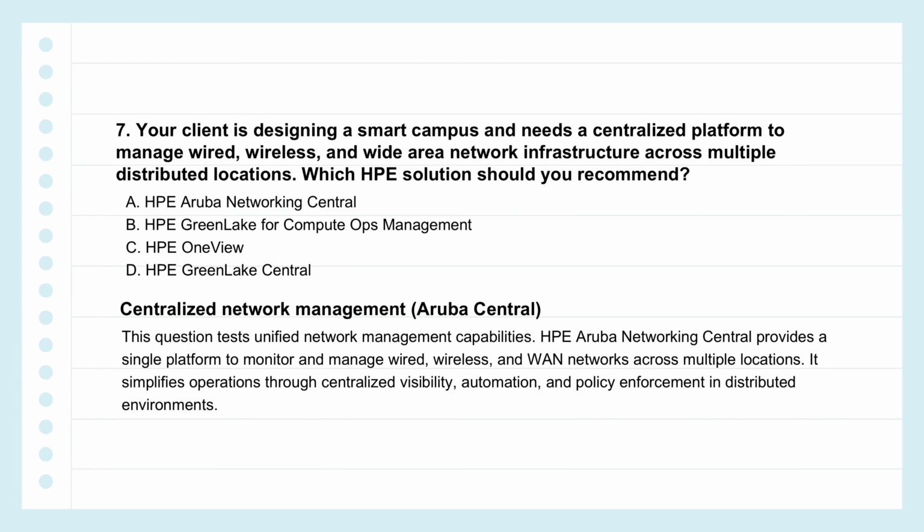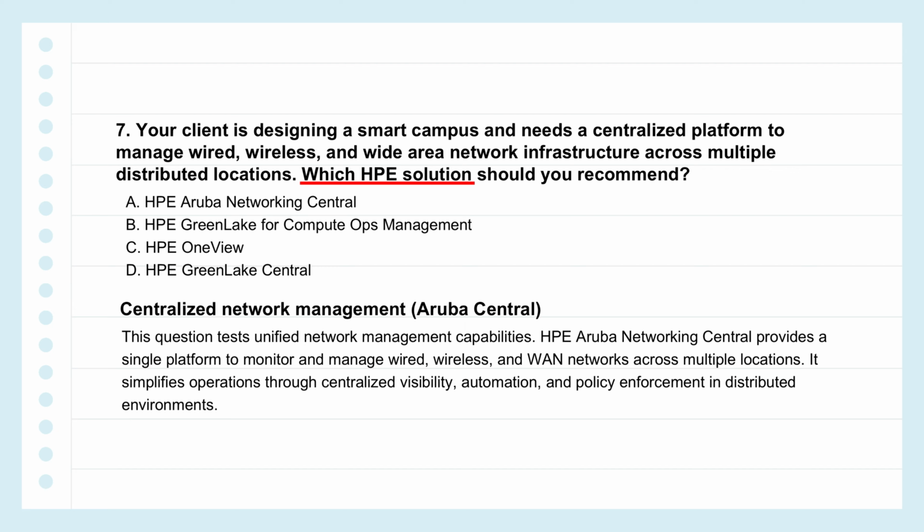Okay, our final question of the day. Let's pull the camera back and look at how an enterprise manages these connections across a massive physical footprint. Awesome, let's do it. Question 7. Your client is designing a smart campus and needs a centralized platform to manage wired, wireless, and wide area network infrastructure across multiple distributed locations. Which HPE solution should you recommend? Okay. Option A, HPE Aruba Networking Central. Option B, HPE GreenLake for compute ops management. Option C, HPE OneView. And option D, HPE GreenLake Central.